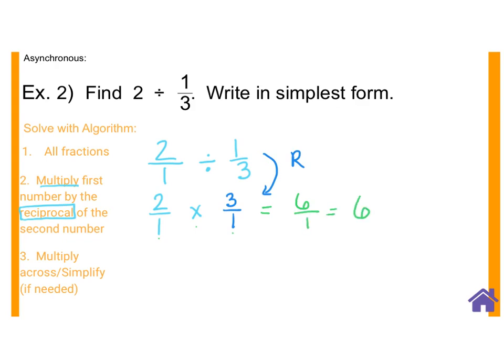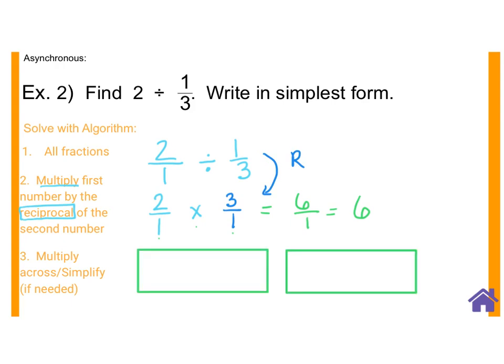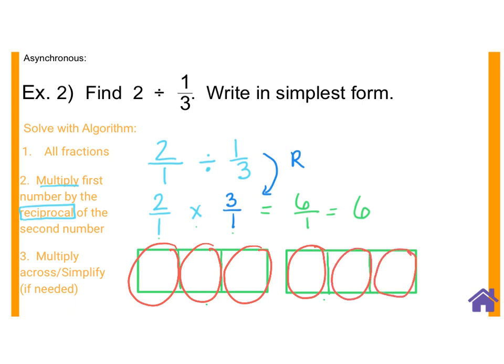Now let's look at a model. So I have 2 wholes, and I need to divide it into thirds. So I'm going to divide each whole into thirds. Now what it's saying is I have 2 wholes, and I need to see how many thirds I have in each. Well, let's count. I'm actually going to circle. So I have 1, 2, 3, 4, 5, 6. And that's how I get my answer as 6.